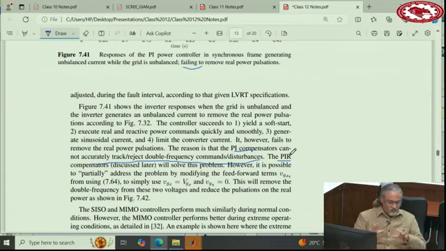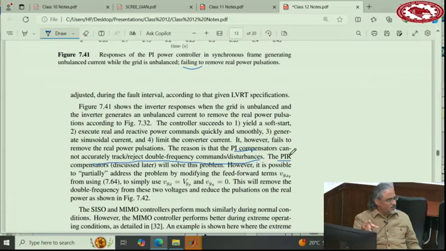But here it clearly shows that if the grid voltage is unbalanced, and then you want to inject unbalanced current to the grid to remove the power pulsations. Using a stationary frame, we had no problem. We discussed that. Here, immediately we realized, oh, it doesn't work with a PI. So now we need to add an R.